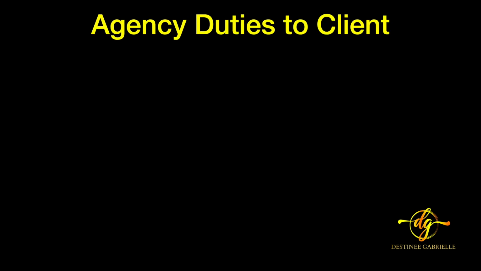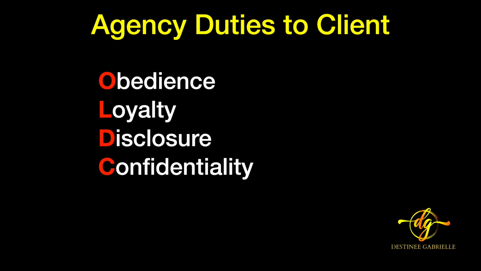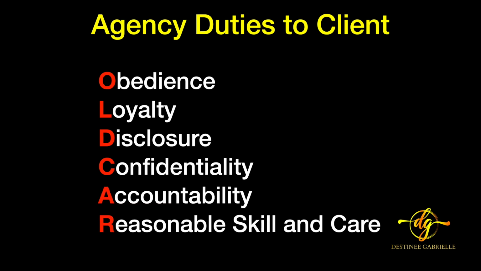All right, so now what are the agency duties to a client? This is going to spell out old car, so let's get started. O for obedience, L for loyalty, D for disclosure, C for confidentiality, A for accountability, and R for reasonable skill and care.